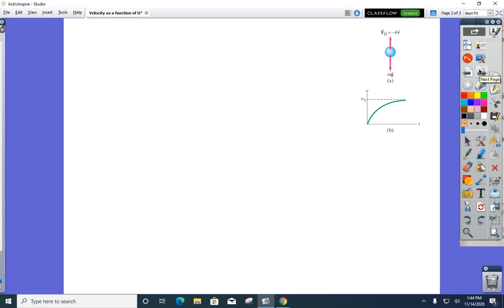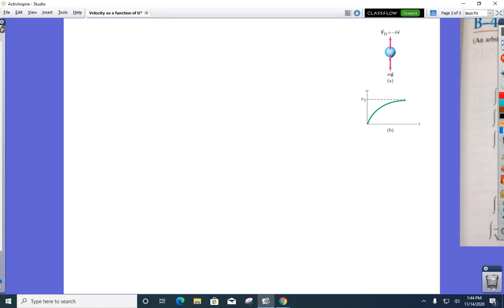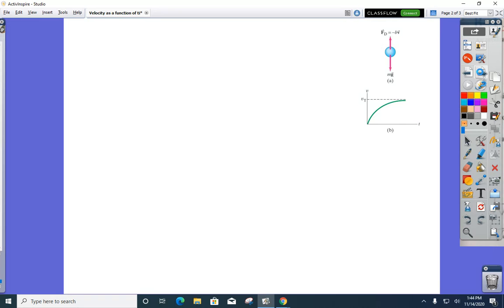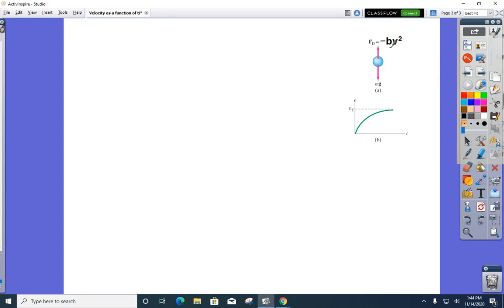Again, your book sort of describes this, but I want to go through the mathematics here so that you see just how we might use Newton's second law and some integral calculus to develop this equation. And then in the second half of this video, we'll consider what happens when the drag force is proportional to the square of the velocity.